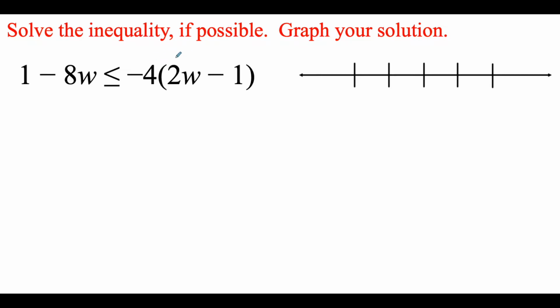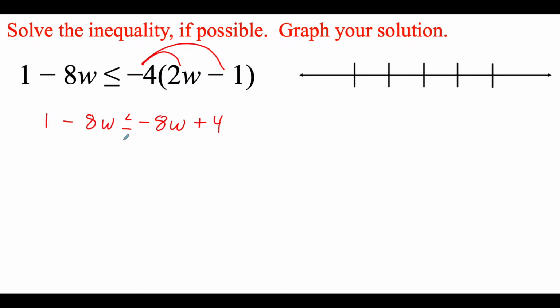So I'm going to distribute that negative 4 in. So negative 4 times 2w is negative 8w. And then negative 4 times negative 1. When you multiply two negatives together, you get a positive answer, and 4 times 1 is 4. Now we haven't changed anything on the left-hand side yet, so we're just going to leave that as 1 minus 8w, and we have our less than or equal to in there.